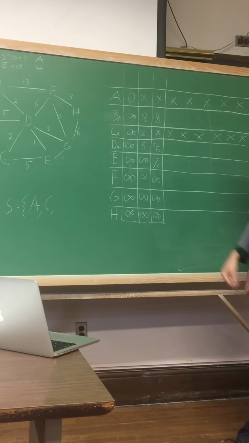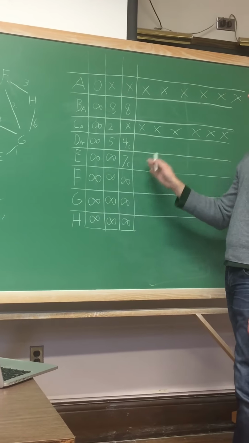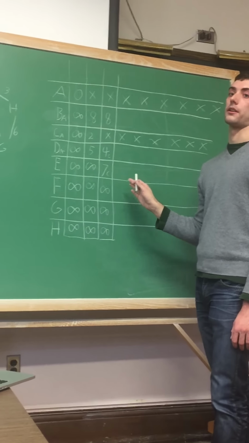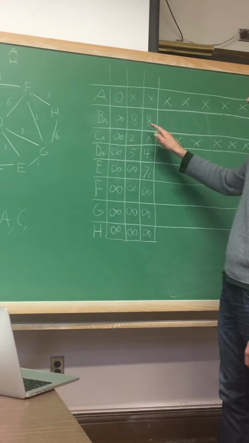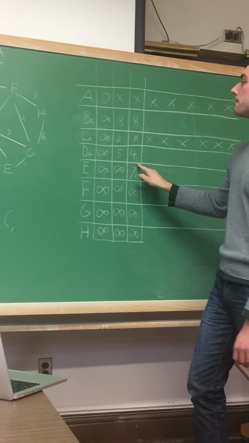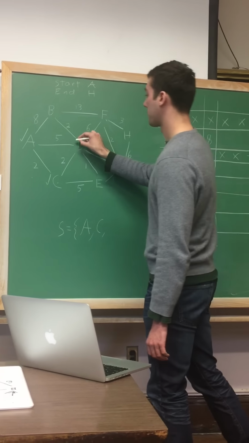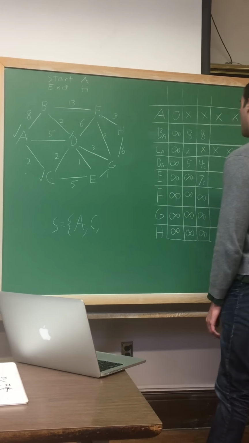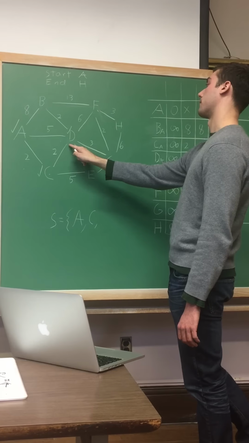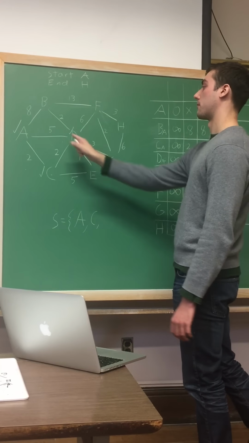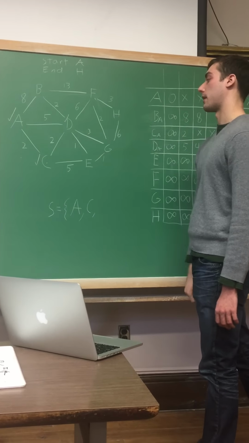So, can anyone tell me at this column, now that we have this knowledge, what's the next node that we're going to want to look at? D. Yes. We're going to look at D, so we can check that off. Now that we're at D, we'll look around. We already went to A, so we don't need to look at that. We already visited C, we don't need to look at that.